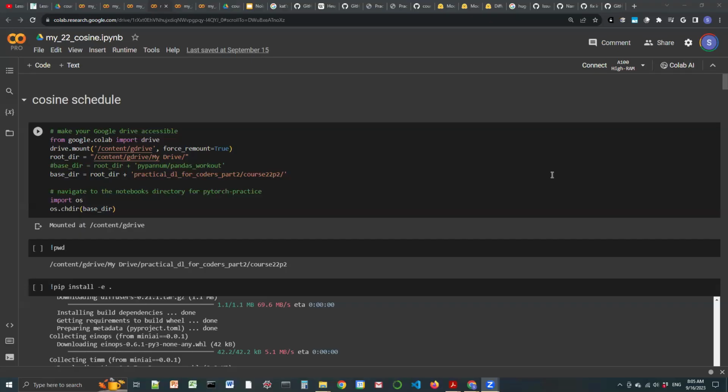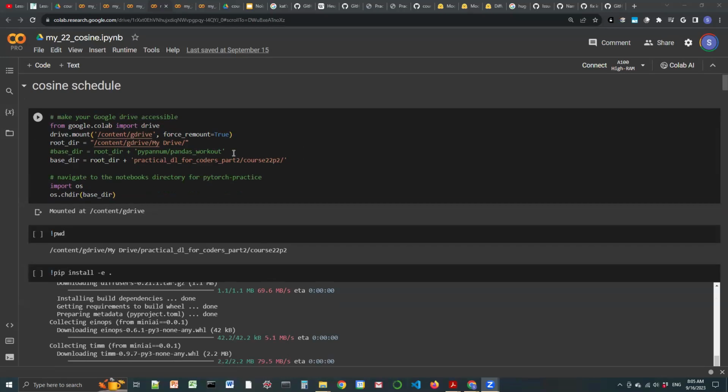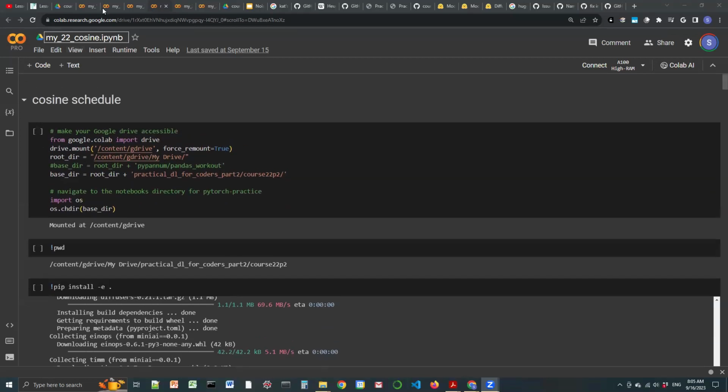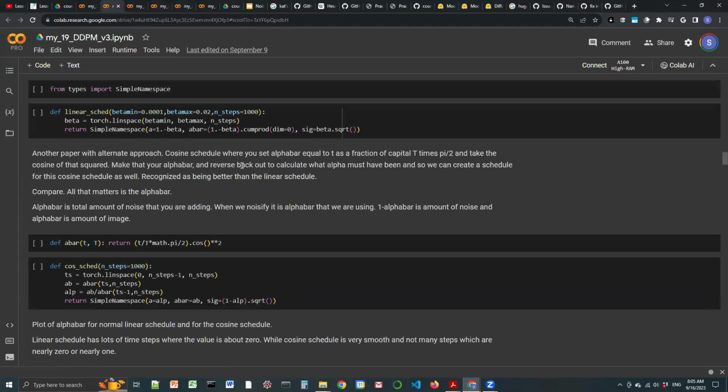So first off, we'll be starting with actually implementing cosine scheduling for the noise, cosine noise scheduling, which, if you recall, Jeremy had briefly touched on in this particular notebook, DDPM version 3.